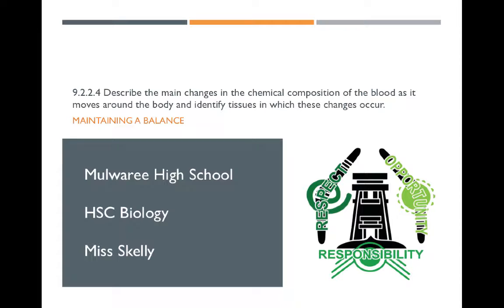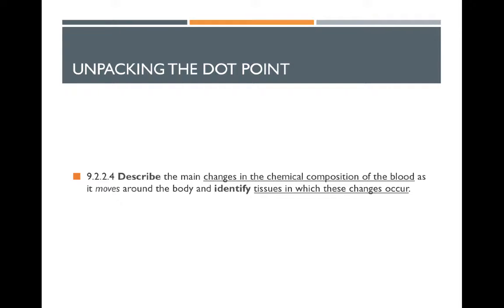Today we're looking at dot point 9.2.2.4. Describe the main changes in the chemical composition of the blood as it moves around the body and identify the tissues in which these changes occur. So first things first, we need to unpack the dot point.